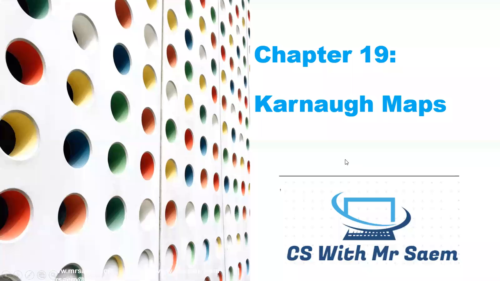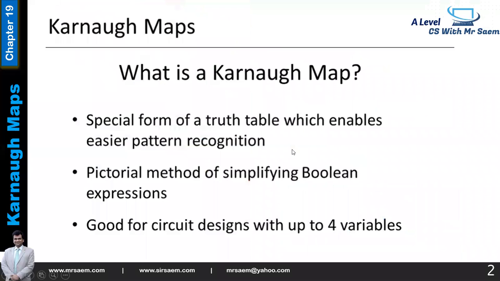Okay, so Karnaugh maps or K-maps. What is a Karnaugh map? Basically, it's a special form of truth table. It's an alternate truth table that you can use to represent a Boolean expression as well. It's a pictorial method of simplifying a Boolean expression. We will learn how it can be used for that particular purpose.